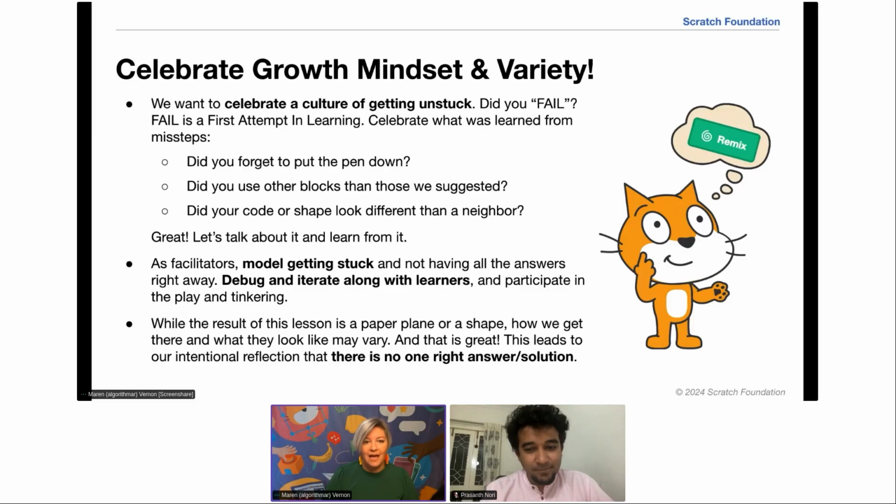And that's great. It really isn't about what is created out of this lesson. I mean, hopefully you'll get a paper plane and maybe a shape, but really what we're focused on in this lesson is that internal reflection, that thinking about decomposition and sequencing, and realizing that there's no one right answer or solution. Prasanth's code could look different than my code, could look different than JC's code, but yet we've all made a square, or we've all made a paper plane. And so we can talk about maybe why some were more effective than others, and that can be a good reflection point, but we all created something. And so it's the process that we want to focus on today.